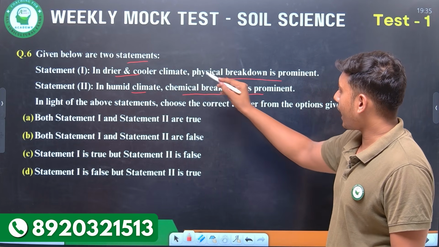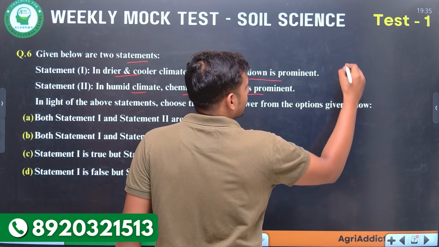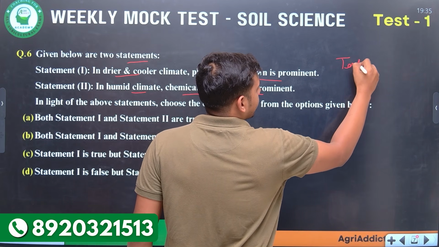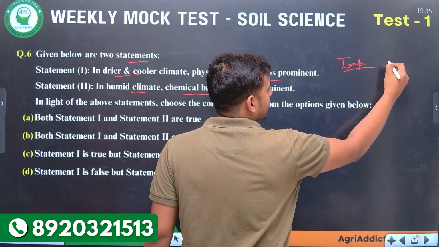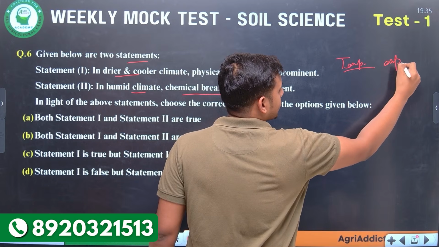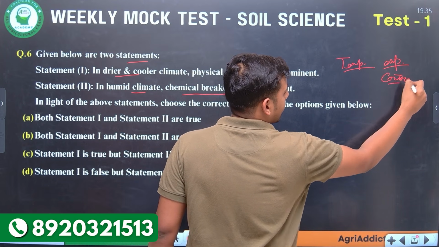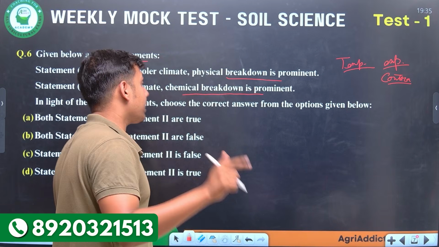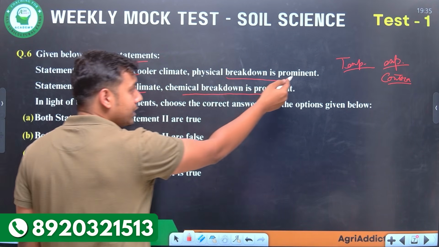As we know, in drier climate, due to the temperature difference in day and night and seasonal variation also, what happens is expansion and contraction. This happens very rapidly, so physical disintegration does happen. So in drier and cooler climate, physical breakdown is prominent.